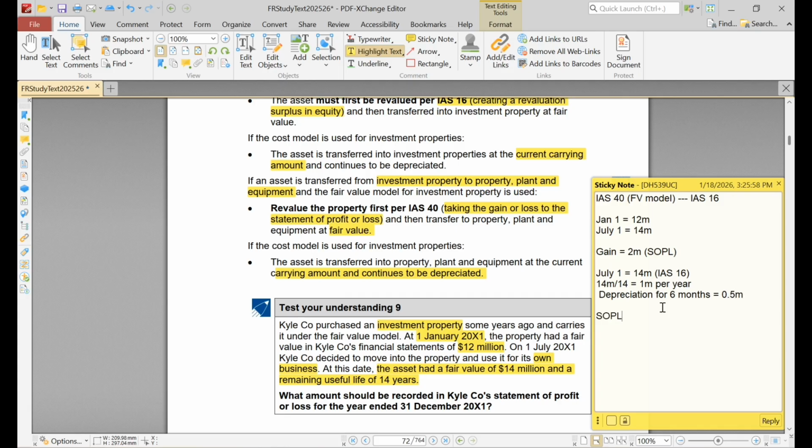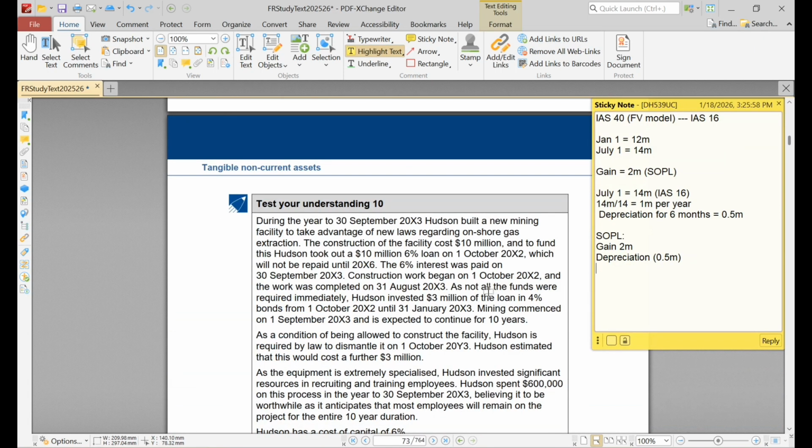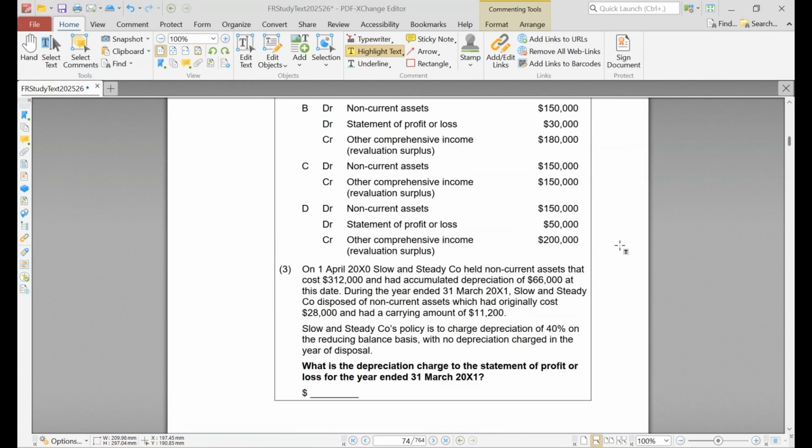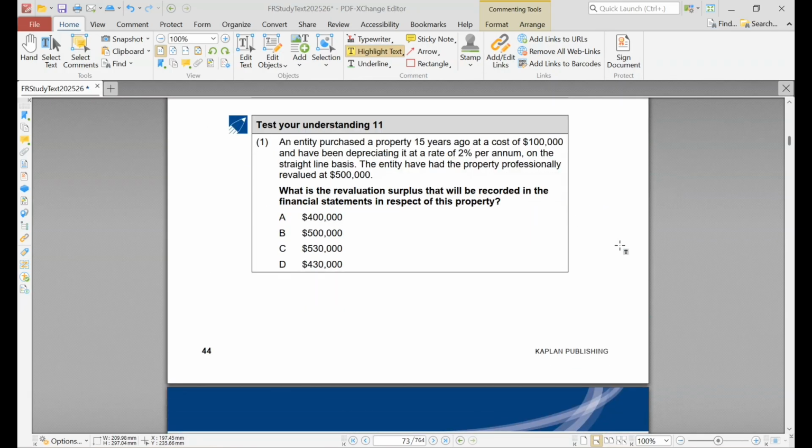So finally in SOPL you would record a gain of 2 million and depreciation of 0.5 million. So net would be 1.5 million in SOPL. This is how it would be recorded. Now there are some MCQ questions. I would be solving a few of them, and a few of them you would be doing as part of your studies. So let's begin.